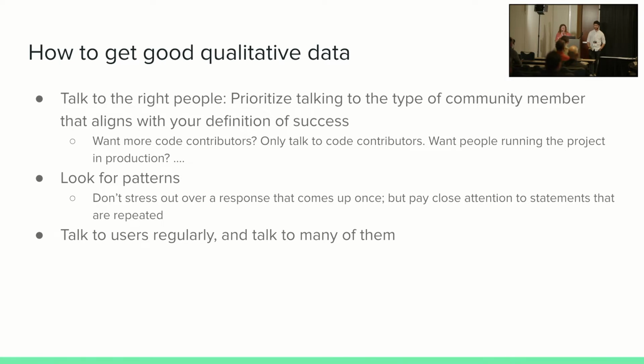Next, you also want to look for patterns. So the key to getting qualitative data is to not have one conversation, have many conversations. And don't just take action based on one or two comments that somebody is making. But if you have 5 or 10 people who are saying the same thing more or less, that's something you need to take into account, even if it seems like it's totally out of left field.